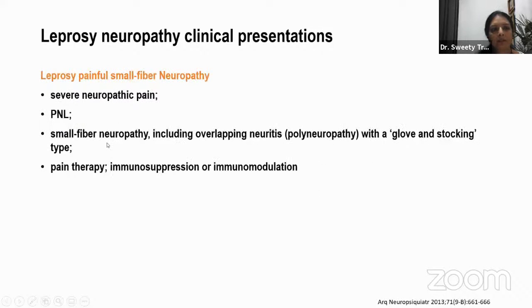Coming to leprosy painful small fiber neuropathies, they usually have autonomic involvement. As you know, small fibers are autonomic as well as painful pain fibers that are involved, and they can present like CRPS, complex regional pain syndrome, with severe neuropathic pain. Mostly they are given symptomatic treatment.